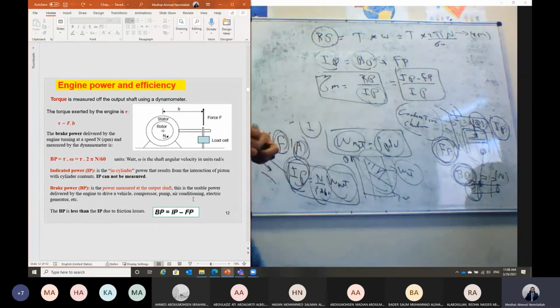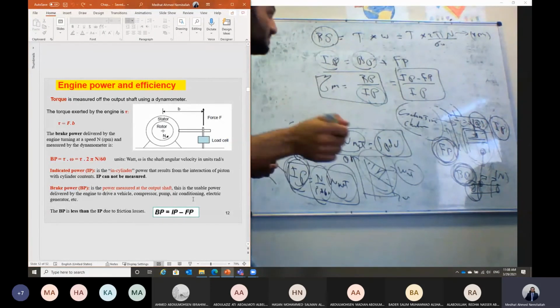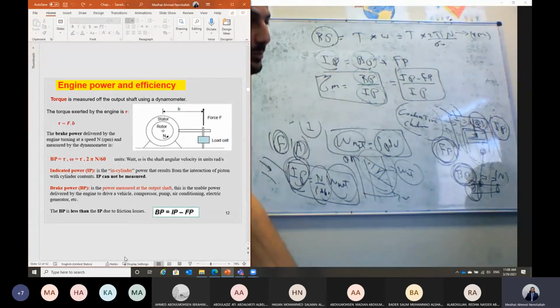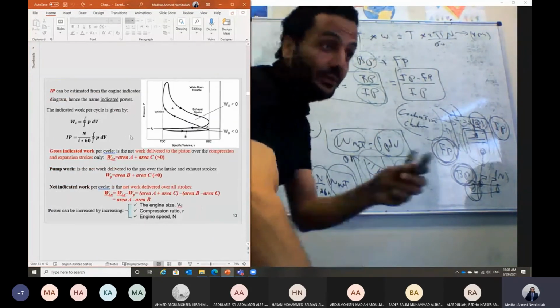But can we measure the indicated power? Can we measure it through experiment? Is it measurable? Which one is measurable, brake power or indicated power? Brake power, we can measure it. But indicated power, we cannot measure it.